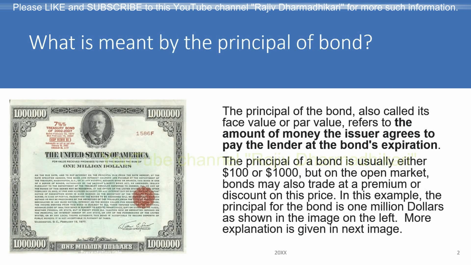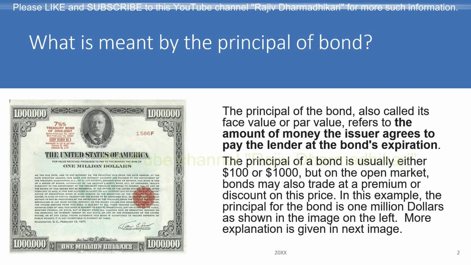What is meant by the principal of a bond? The principal of the bond, also called its face value or par value, refers to the amount of money the issuer agrees to pay the lender at the bond's expiration. The principal of a bond is usually either $100 or $1,000, but on the open market, bonds may also trade at a premium or discount on this price.